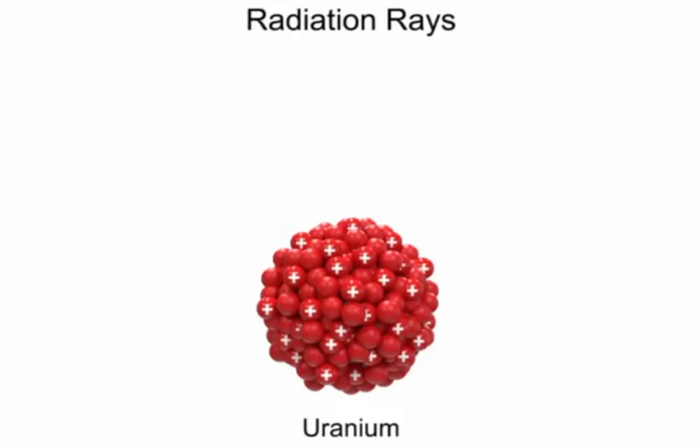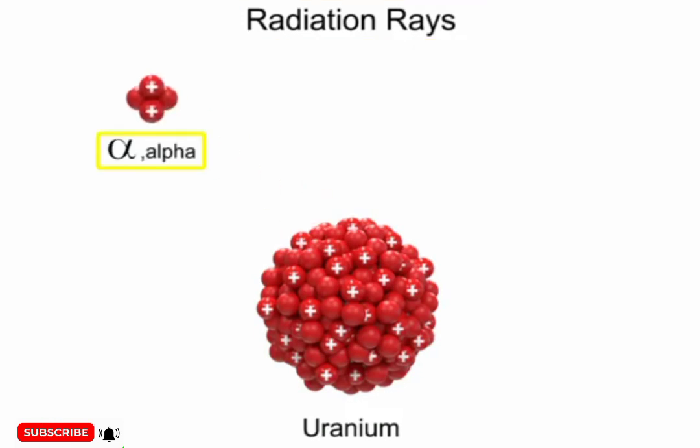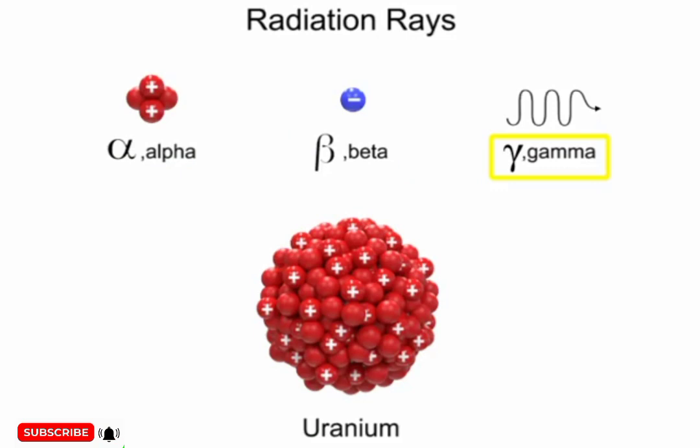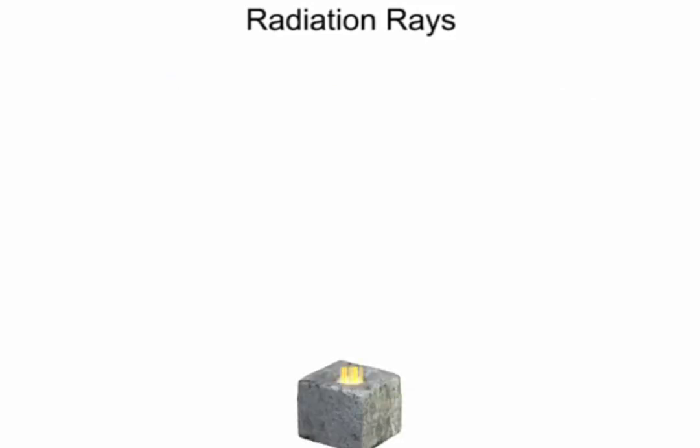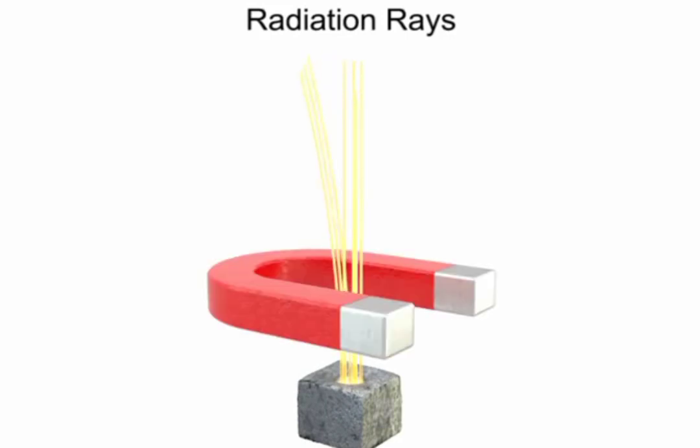The nucleus of radioactive material emits three different types of radiation rays, called alpha, beta, and gamma. Due to the distinct electrical charge characteristics of the alpha, beta, and gamma rays, they can be separated by directing a beam from a radioactive source through a magnetic field.